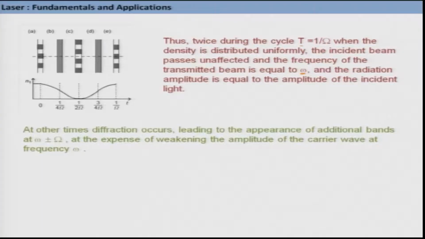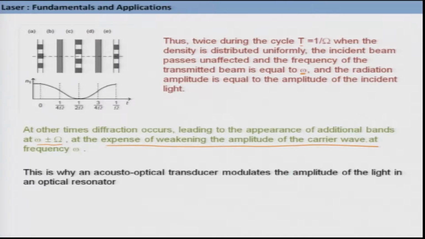Now, at any other given time, what will happen? We will achieve diffraction. So, essentially de Broglie's effect, which will lead to the appearance of these additional side bands at omega plus minus capital omega, and this will happen at the expense of the weakening of the amplitude of the carrier wave at frequency small omega. We have already seen that, nothing new. So, this is the reason why an acousto-optic transducer modulates the amplitude of the light within an optical resonator.